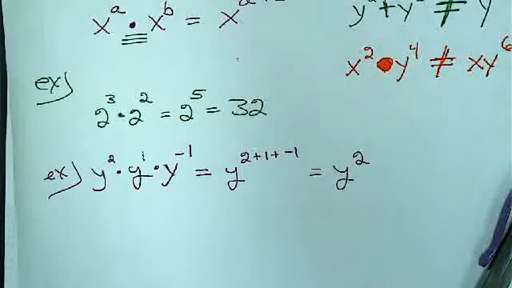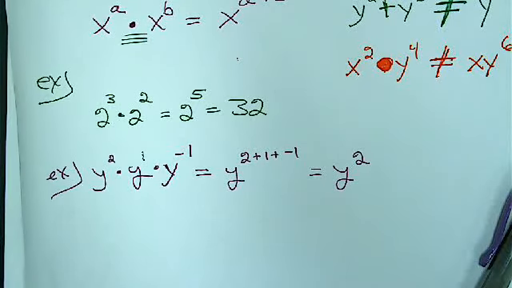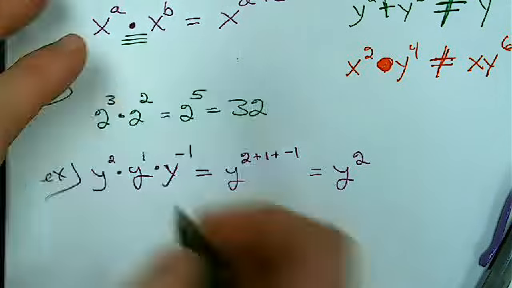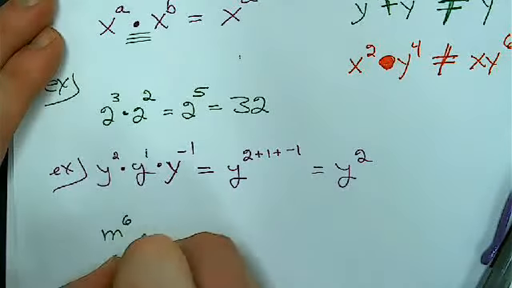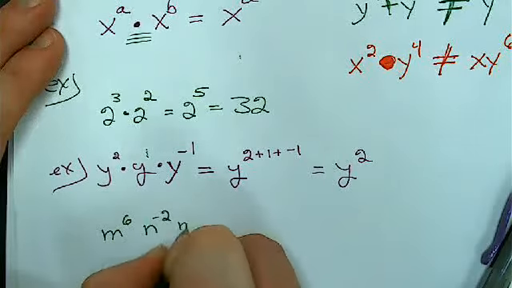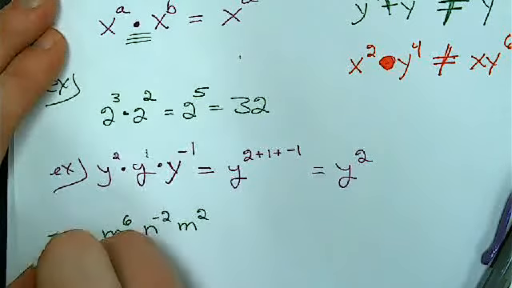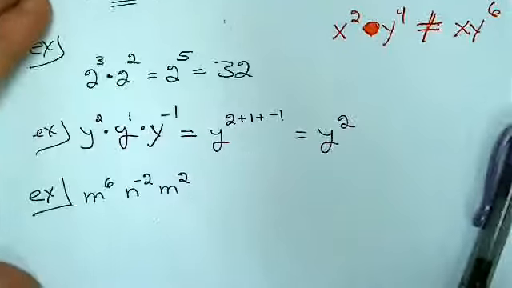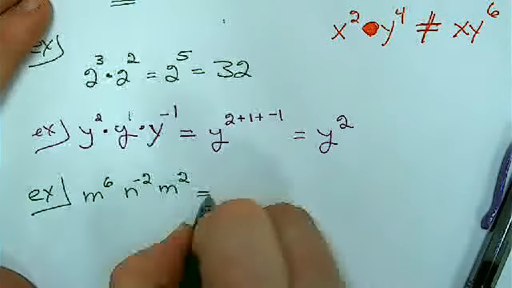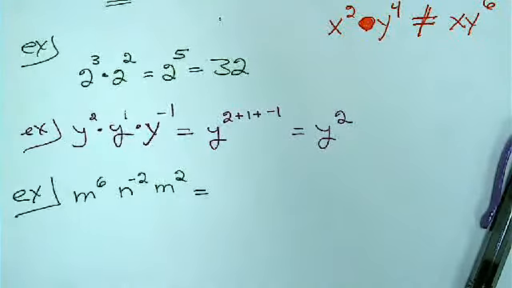Let's take a look at another one of these. Here's kind of an easier one. How about, I like this guy. M to the 6th, n to the negative 2, m squared.